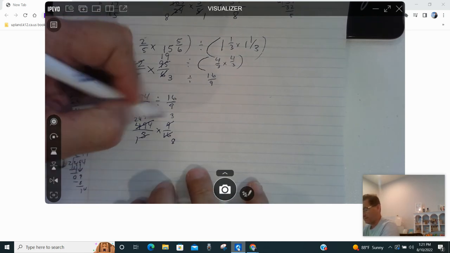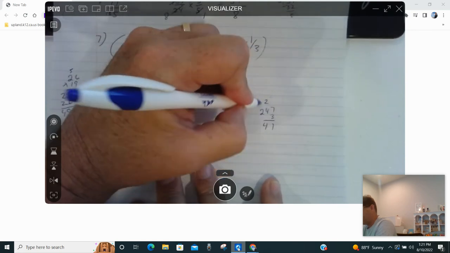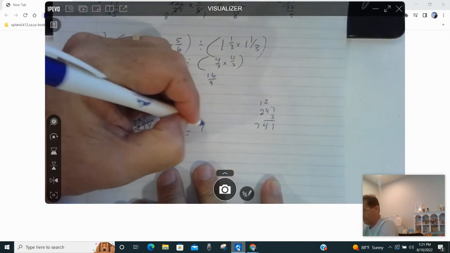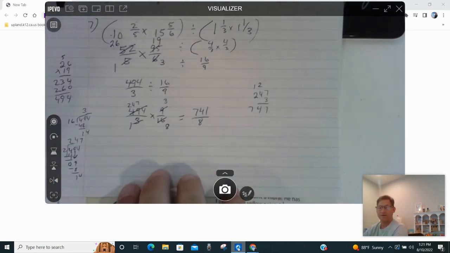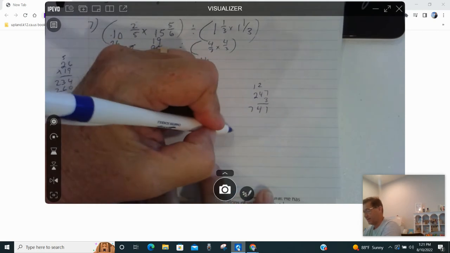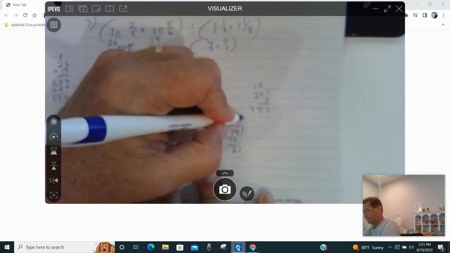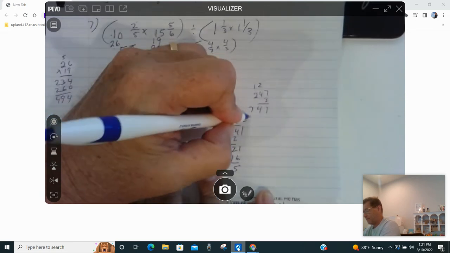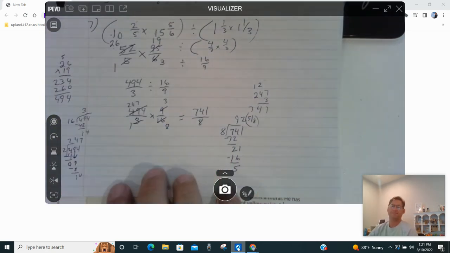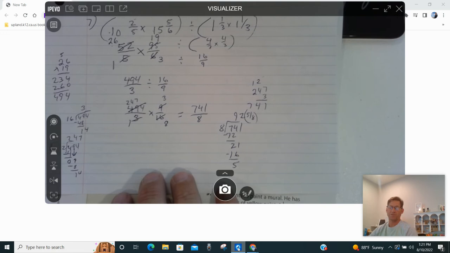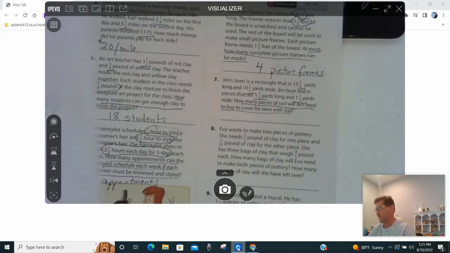All right, so 247 times 3 is 741 over 8. So divide this and now tell us how many pieces of sod he'll need. So he needs 92 and 5/8 pieces of sod. So he's going to need 93 pieces.